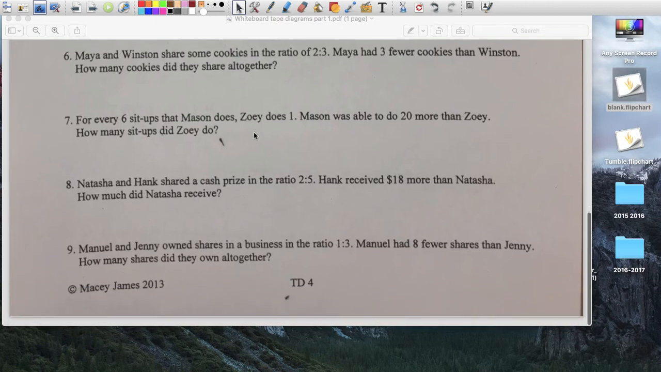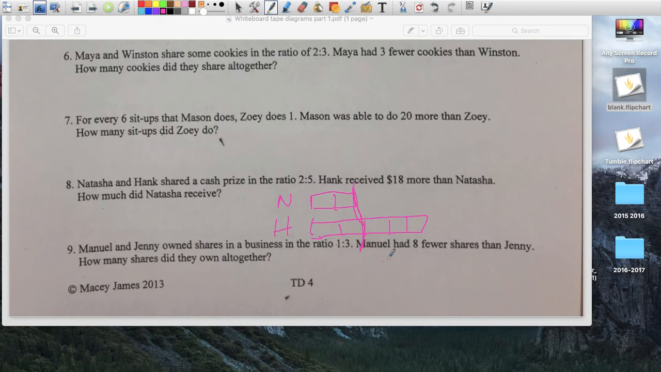Natasha shared a crowd. Okay, so the ratio here was 2 to 5. Natasha, Hank, 2 boxes for Natasha, 5 boxes for Hank. 1, 2, 3, 4, 5. So Hank received 18 more than Natasha. How much did Natasha receive? Well, so I know that 1, 1, 1, 1, 1. Okay, so this is your 2 up to this part right here.